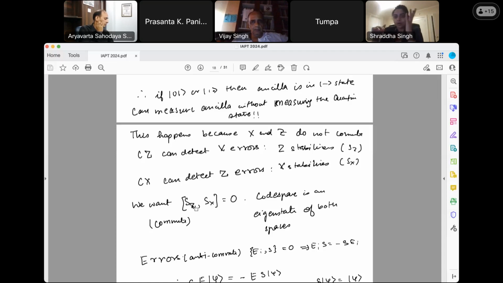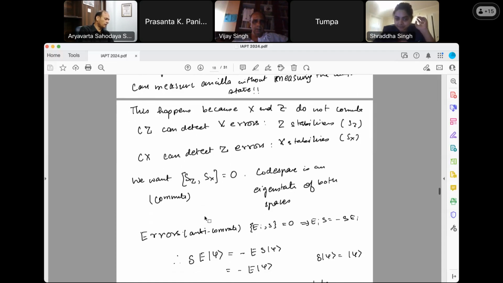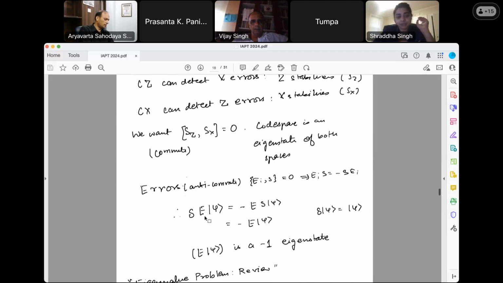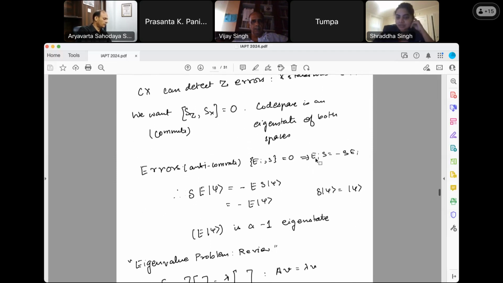I want to preserve the information about both X and Z errors. And in order to do that, I need to be in an eigenstate of these two operators, because if it's not in the eigenspace of both of these operators, then measuring these operators would change my code space also. So in order for the code space to be a common eigenstate of both these operators, you need these operators to commute, because if they don't commute, they cannot have a common eigenstate. And then we want the errors to anti-commute.